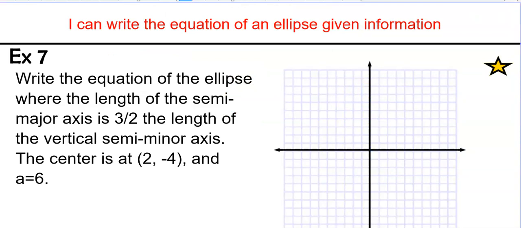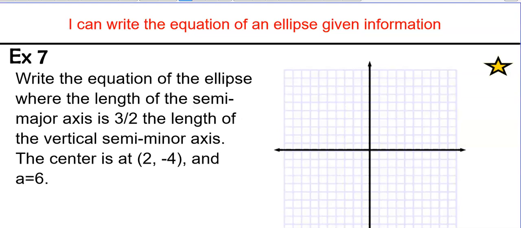This one is probably the trickiest one, but not so bad. It says, write the equation of the ellipse where the length of the semi-major axis is 3/2, so basically 1.5 times the length of the vertical semi-minor axis. The center is at (2, -4), and a equals 6.